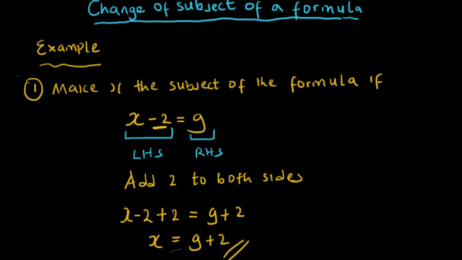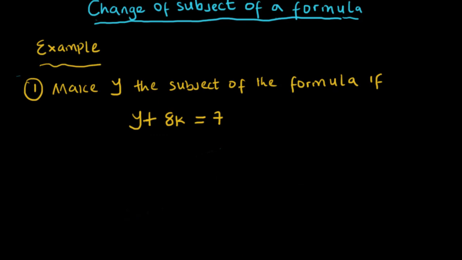Do you understand? So now we make y the subject of the formula if y plus 8k equals 7. Remember, y plus 8k is on the left hand side of the equation, and then 7 is on the right hand side. Since we are told to make y the subject of the formula, you want y to be alone on one side of the equation. Now remember, if you like, you can take 8k to the other side, but I want us to solve it the same way we solved the first question.